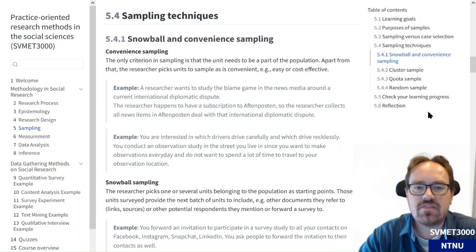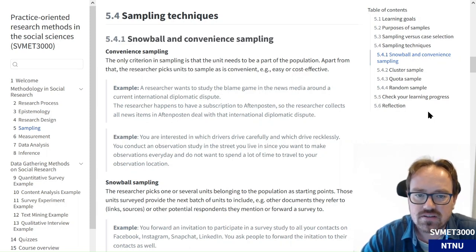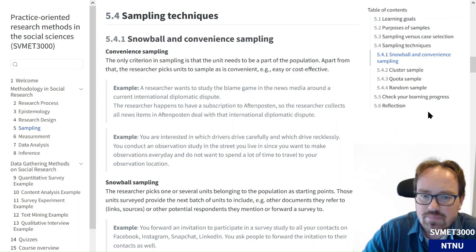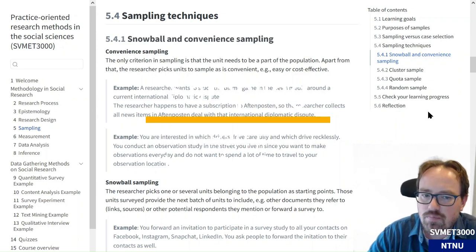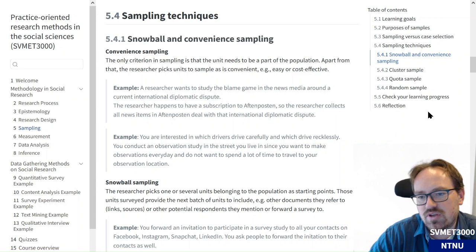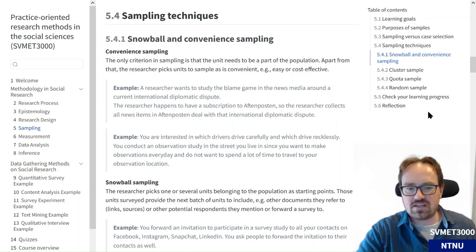Let's look at the specific sampling techniques that can be used. First of all, we have snowball and convenience sampling. Convenience sampling is sampling without specified criteria. The only criterion in the sampling is that the unit needs to be part of the population. Apart from that, the researcher just picks units to sample as is convenient, for example, because it's easy or cost-effective.